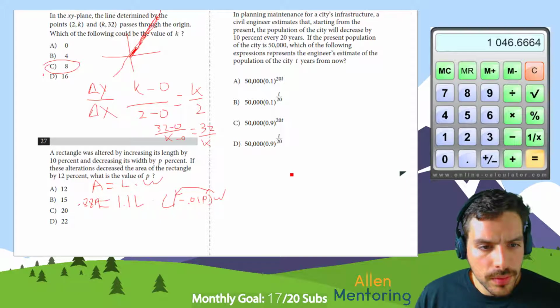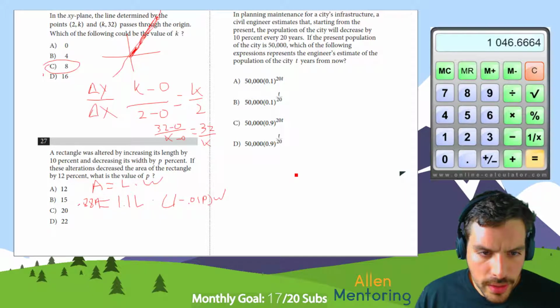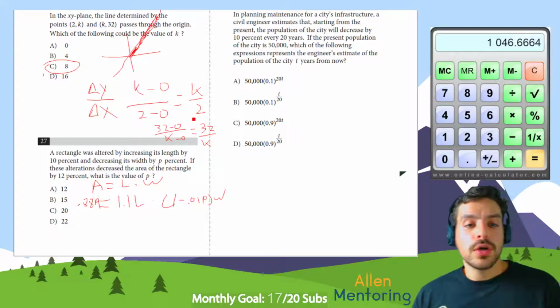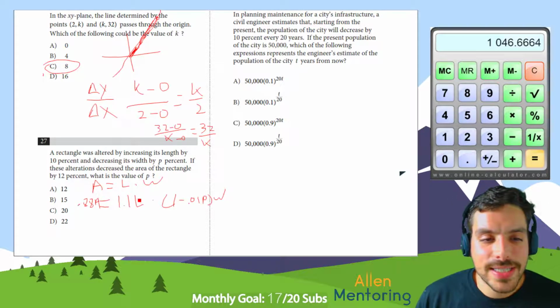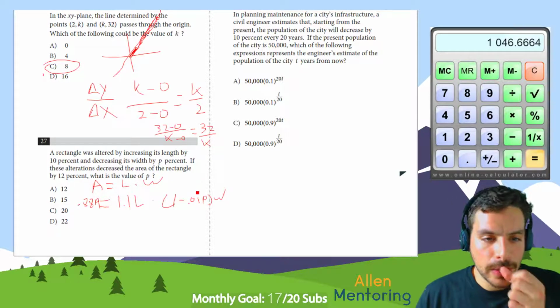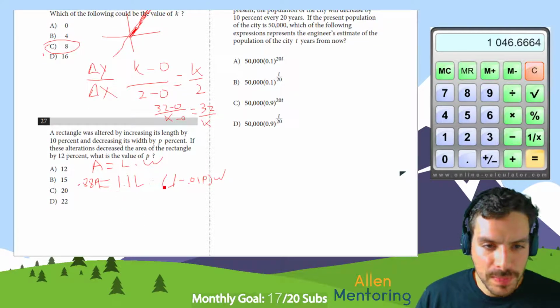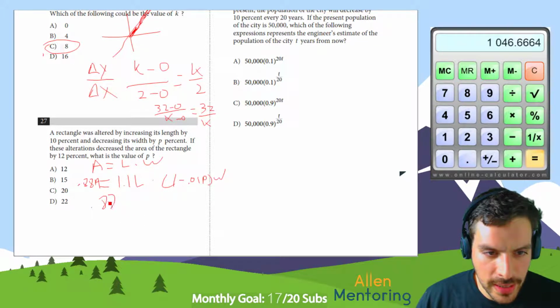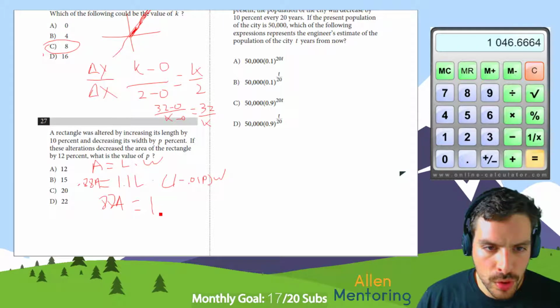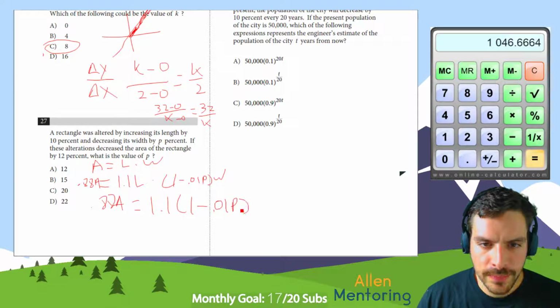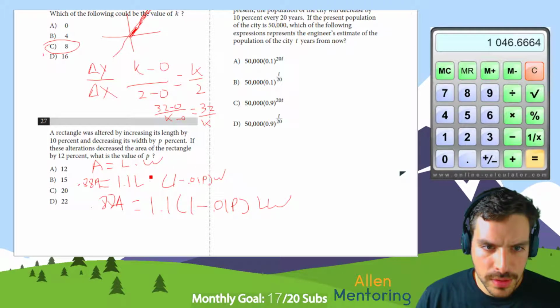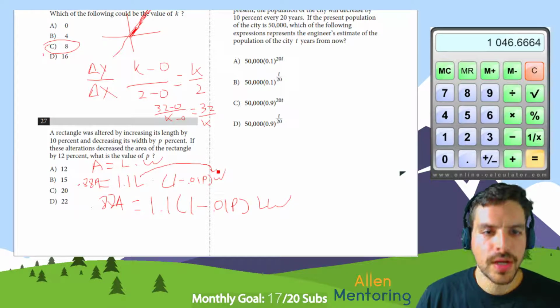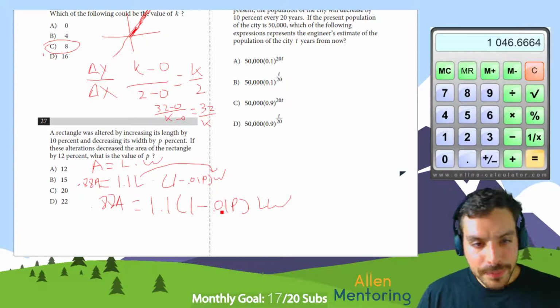Okay, so where was I? 0.88a is equal to 1.1 L times W. Okay, so what we want to do is we want to relate A and LW, right? So if I rewrite this bottom equation here, 0.88a is equal to 1.1 times 1 minus 0.01p times LW, right? All I did was I switched this around to put it right there. Okay, so I just rewrote this equation here.